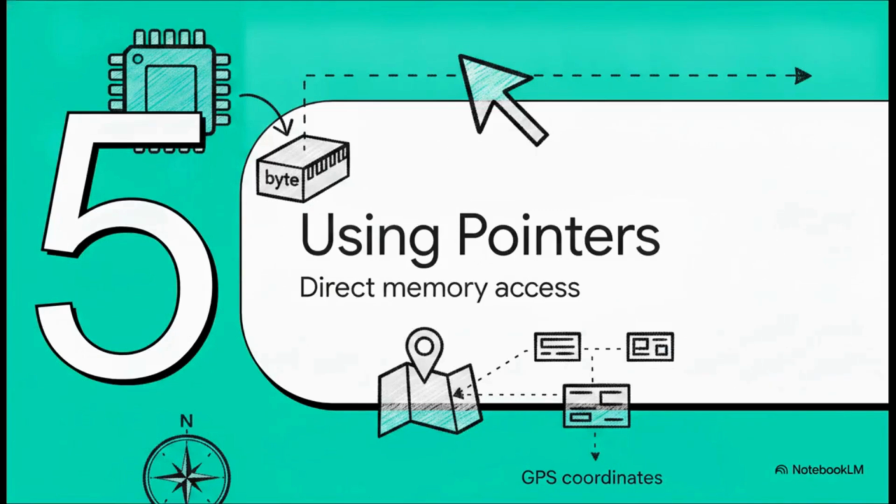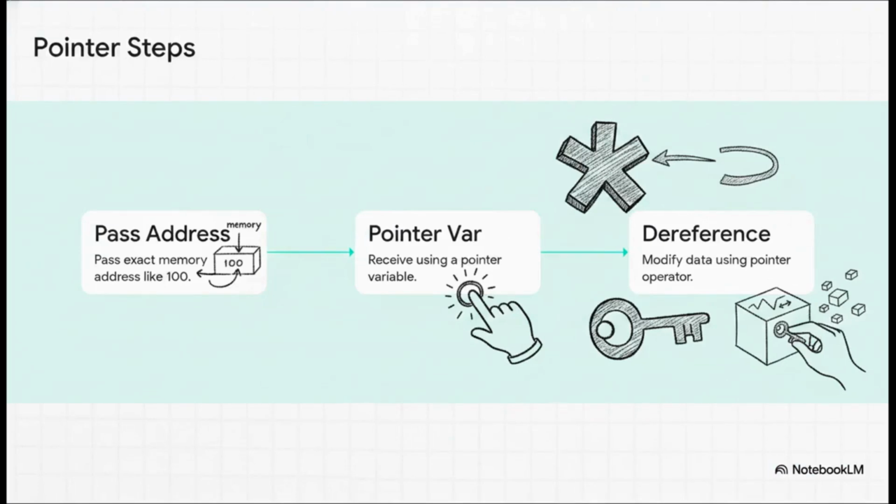All right, moving on to section 5, using pointers and memory. Now, using explicit pointers is a little bit more manual. Instead of that seamless shared document, you treat memory addresses like literal GPS coordinates and navigate there yourself. Here's the step-by-step. Step 1, down in your main program, you don't pass the variable a. No, you pass its specific memory address, which in our little example is 100.